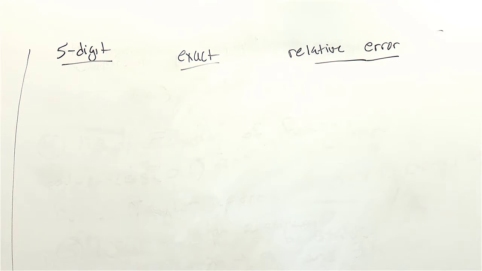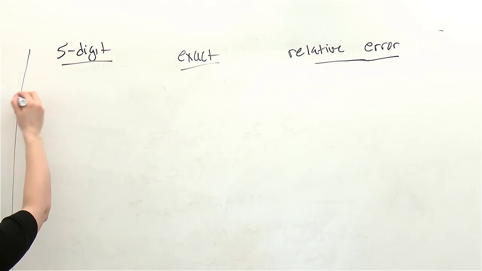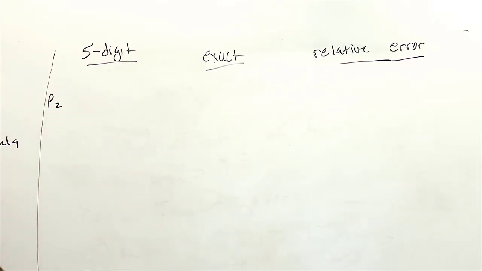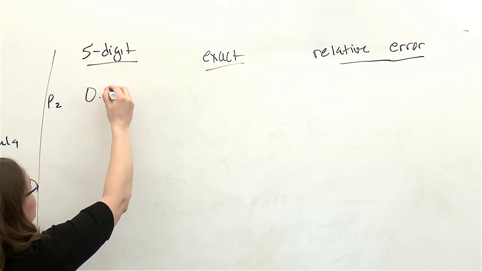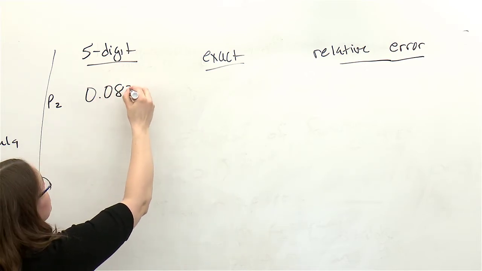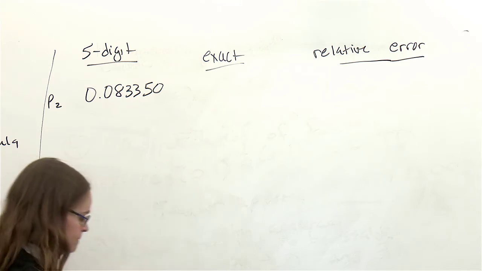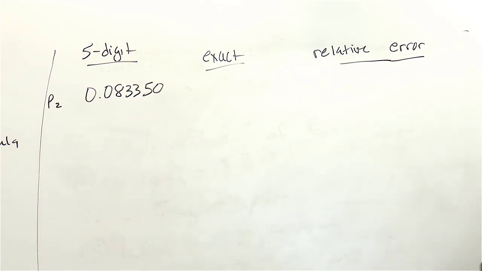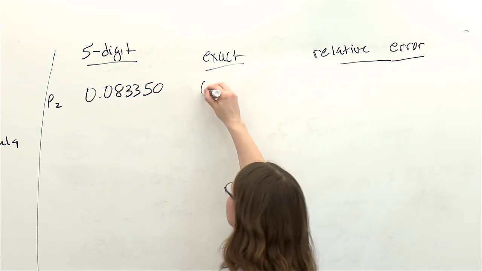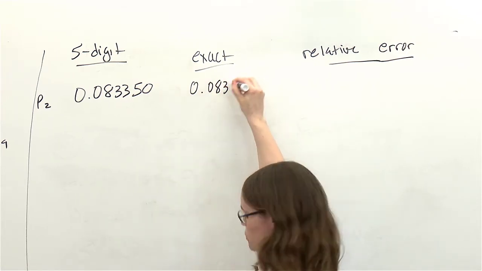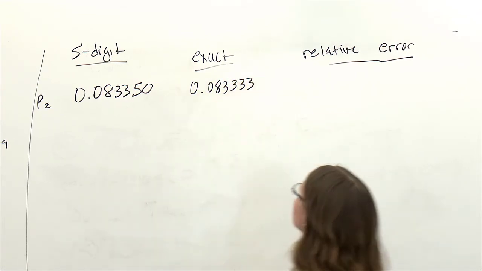Okay, so P0, P1 are given to me. I do a computation, and I compute P2. So with 5-digit arithmetic, again, every time I add or subtract or multiply or divide, I round to 5 digits. And for P2, I get 0.083350. Okay, the actual answer is 0.083333.